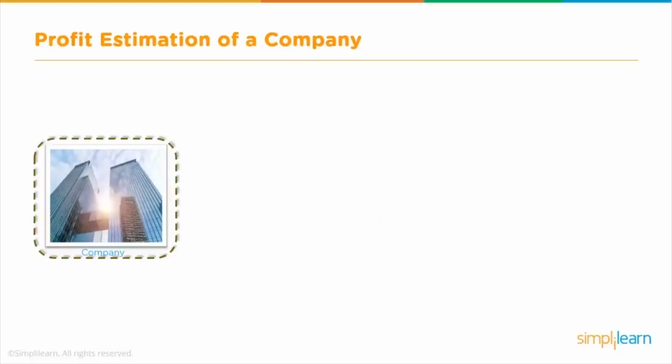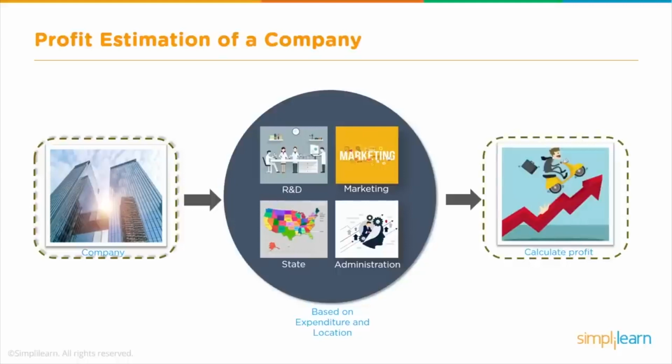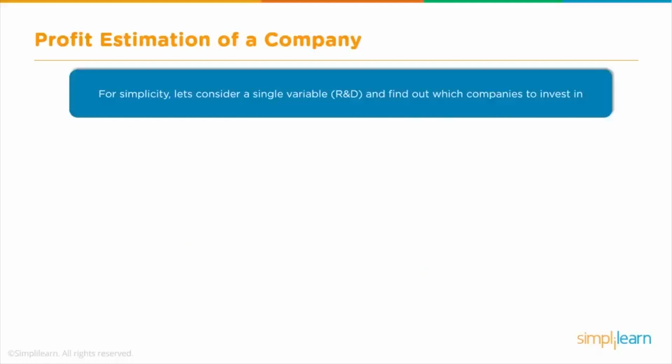In this case, we have our company, we have the different expenses, so we have our R&D, which is your research and development, we have our marketing, we might have the location, we might have what kind of administration it's going through. Based on all this different information, we would like to calculate the profit. Now, in actuality, there's usually about 23 to 27 different markers that they look at if they're a heavy-duty investor. We're only going to take a look at one basic one. For simplicity, let's consider a single variable, R&D, and find out which companies to invest in based on that.